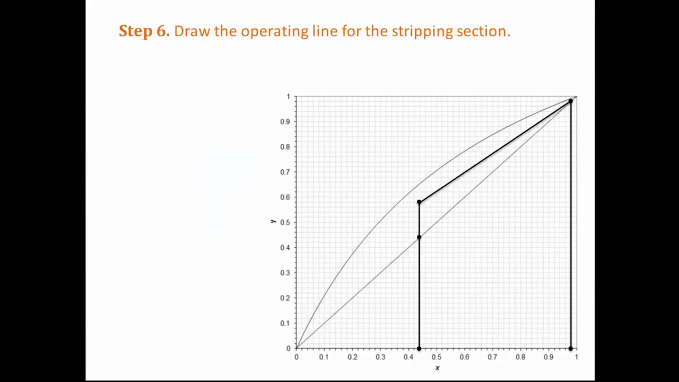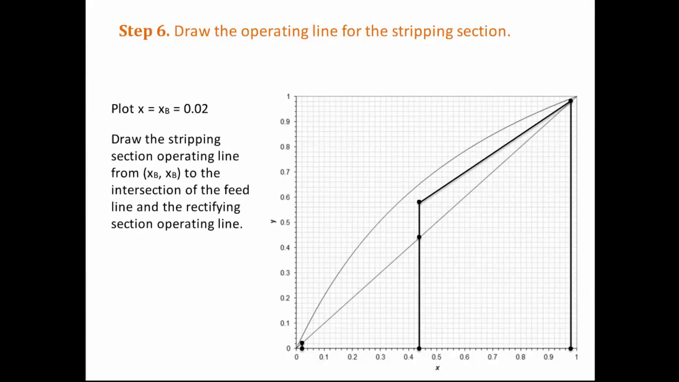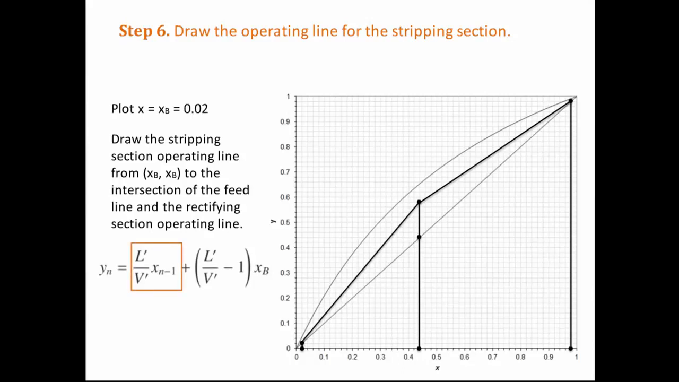Next, we need to draw the operating line for the stripping section. This section is between the feed and the bottom product, so the line will be plotted between xF and xB. Start by plotting x equals xB by drawing from 0.02 on the x-axis up to the line y equals x. This ends at the point xB. Draw the stripping section operating line from the point xB to the intersection of the feed line and the rectifying section operating line. This is the general equation for the stripping section operating line. The y-axis intercept is highlighted.